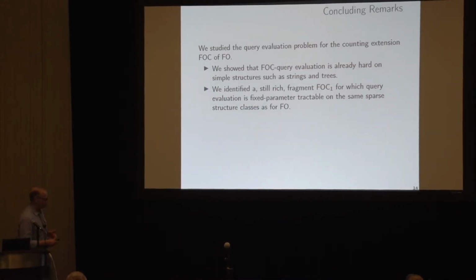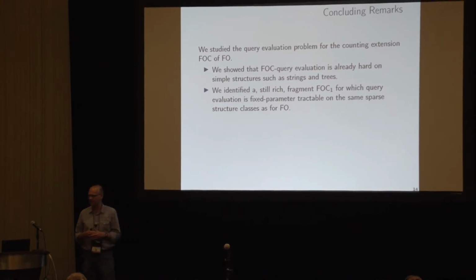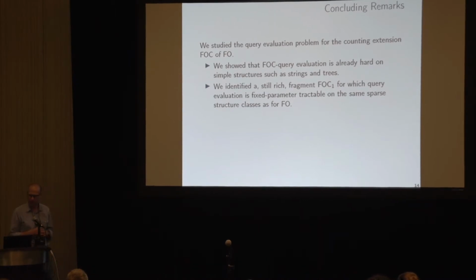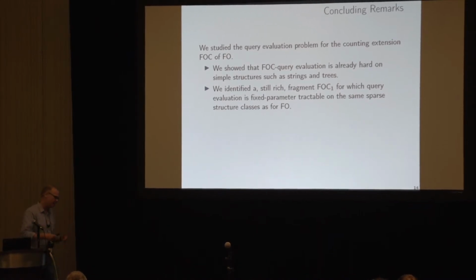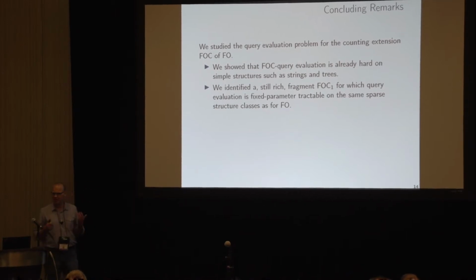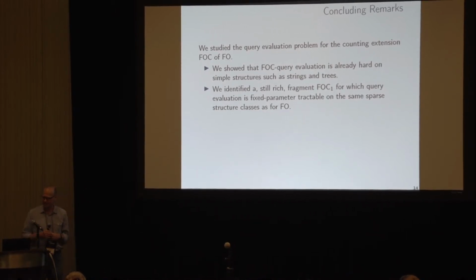So we have these two results. One is the lower bound result, which is simple, but I think good to know. I showed you how this goes. And then we identified this fragment, FOC1, and could extend basically the results from first order query evaluation to this.